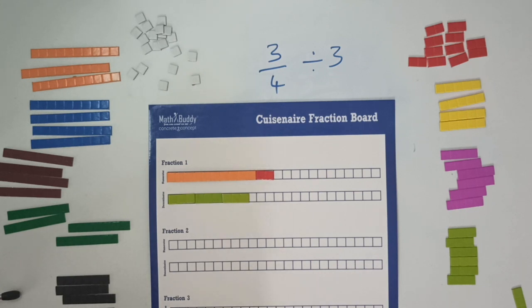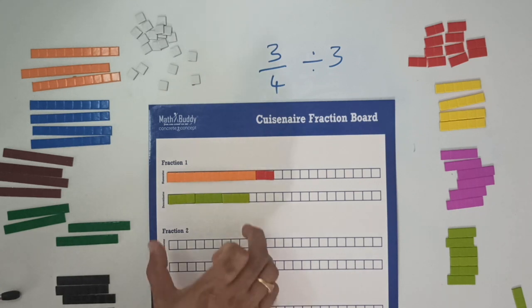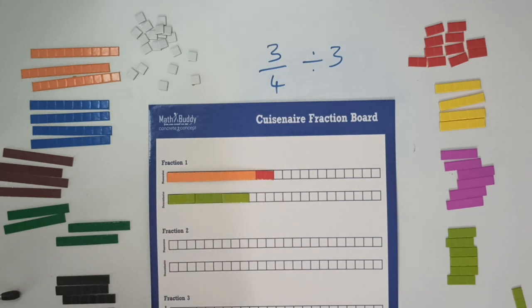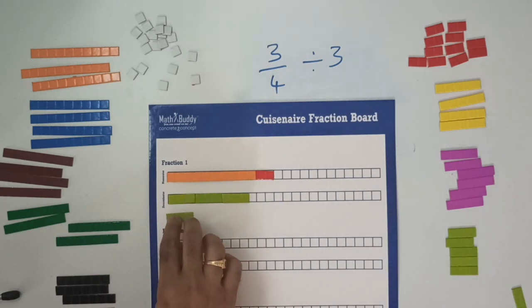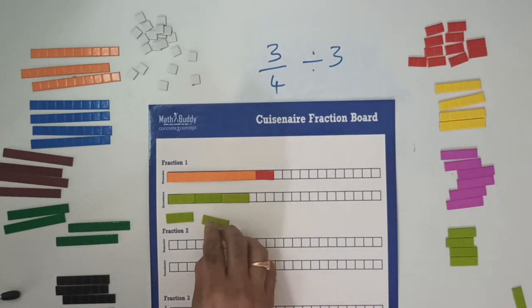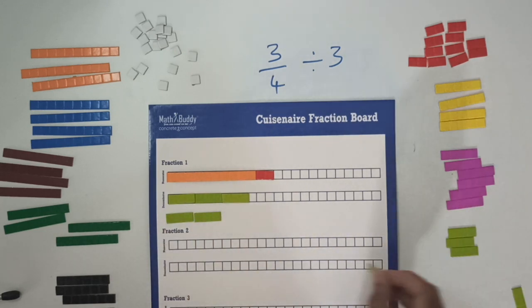So this represents 3/4. Now we need to divide the result into 3 parts. It says that 3/4 divided by 3. So the result is this. How do we divide this into 3 equal parts? Again, it's already divided into 3 equal parts. We can again place just the same green rods, right? So what does each division represent?